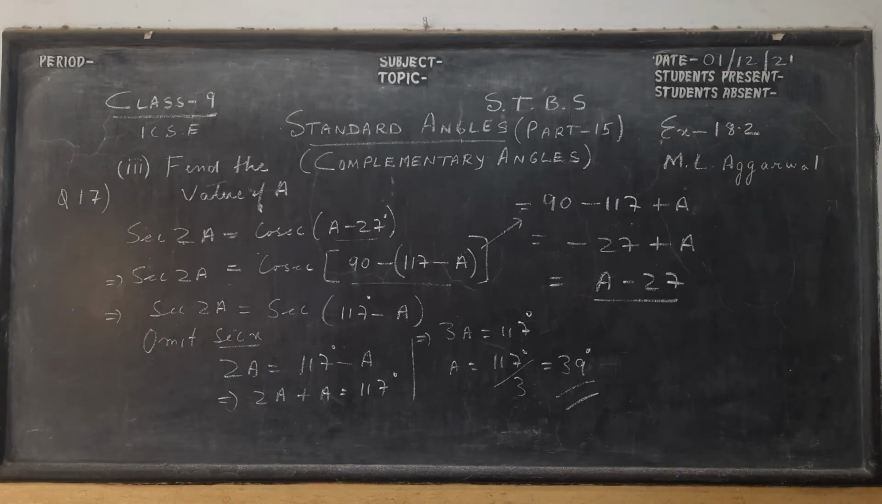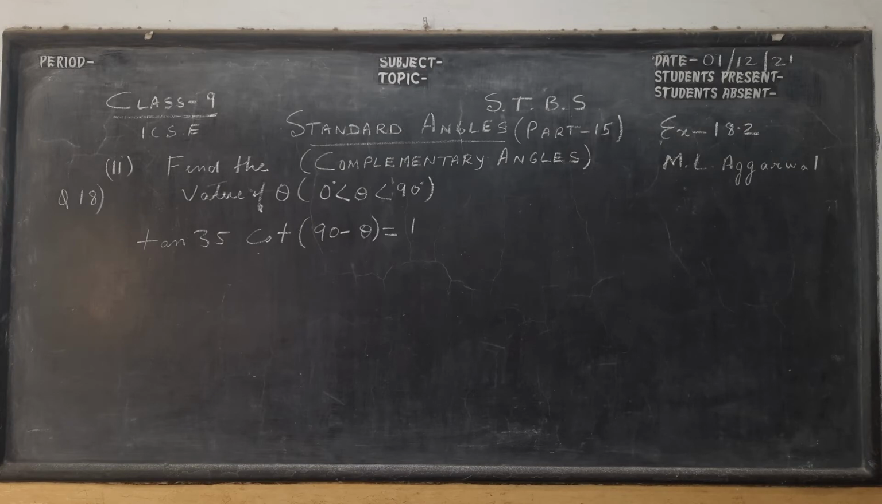Then I'll do 18 part 2, one sum, and then 19 I'll try to do both the parts, and then we conclude this full series of trigonometry for class 9. So next we move on to question 18 part 2. Children, try to do 18 part 1 on your own.